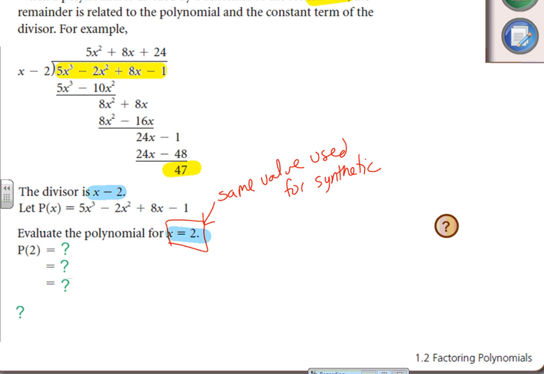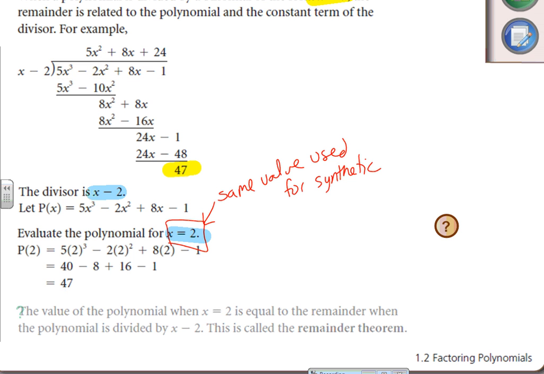And then we just evaluate it through, just like I showed you. And you'll always come up with the remainder each and every time. This, right, what we've just described is known as the remainder theorem.